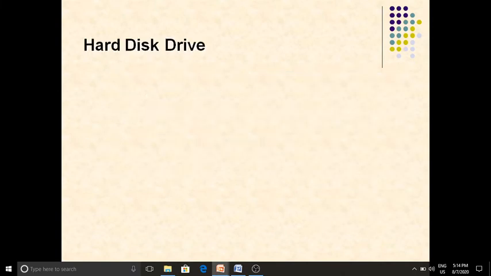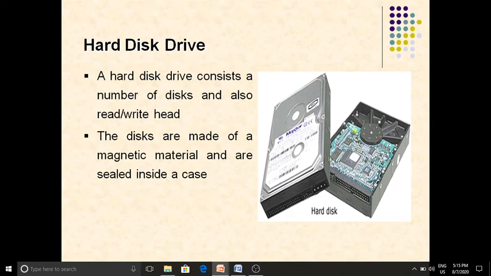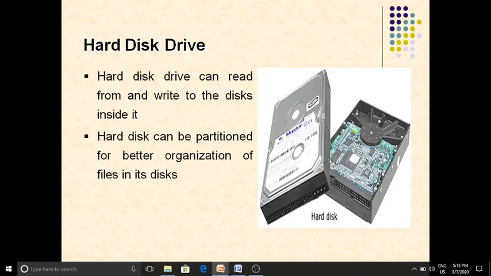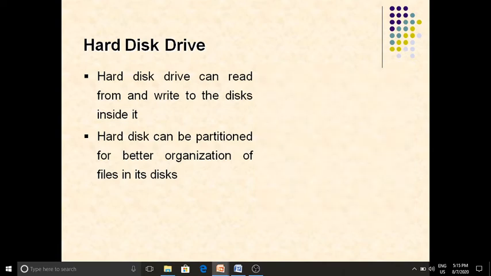So what is a hard disk drive? A hard disk drive is used for holding data. It is a drive which holds the hard disks. A hard disk drive consists of a number of disks and also a read write head. Here you can see the head, and these are chips. The disks are made up of magnetic material and are sealed inside a case. The hard disk drive can read from and write to the disks inside it. A hard disk can be partitioned for better organization of files in its disks. So these are the functions of a hard disk drive.